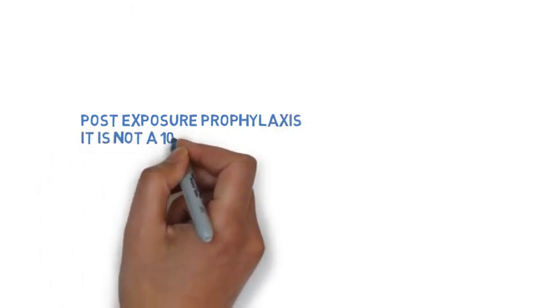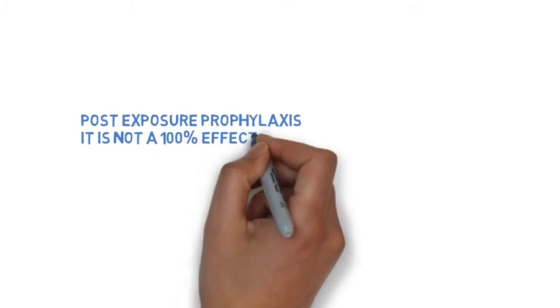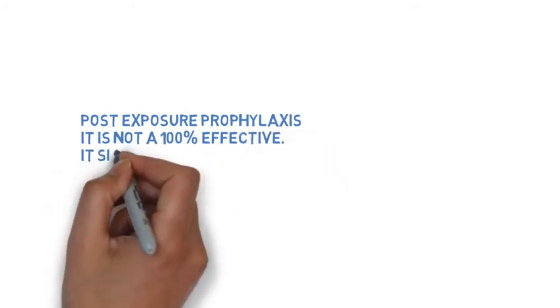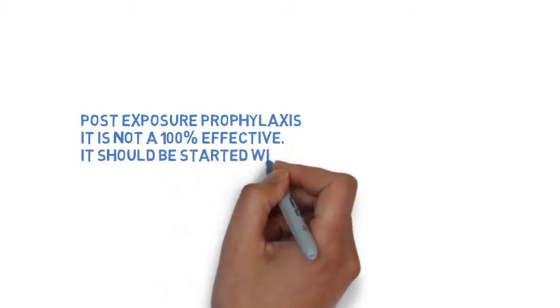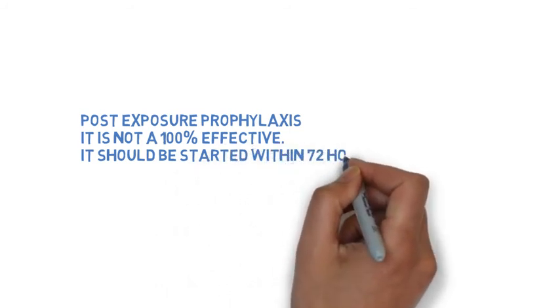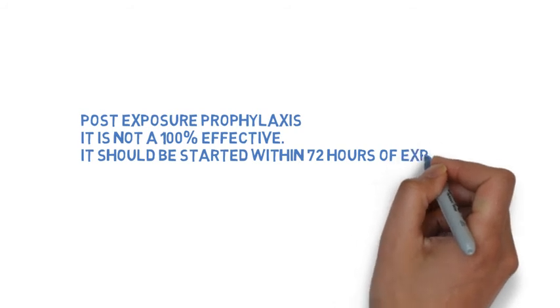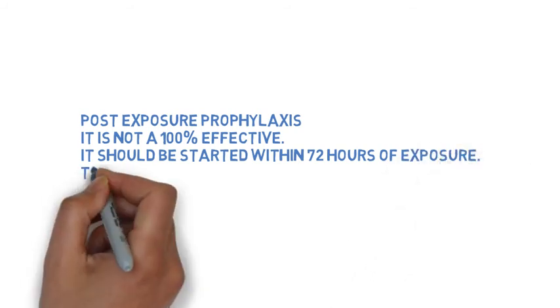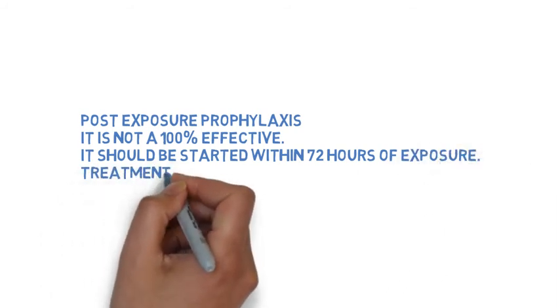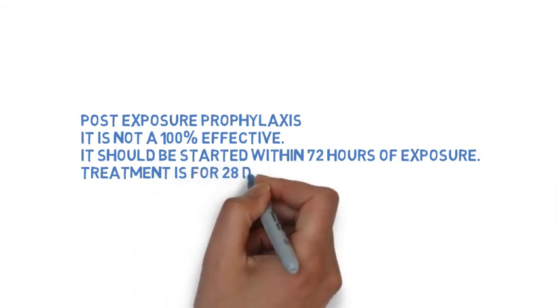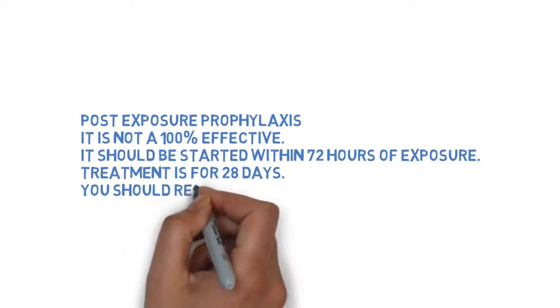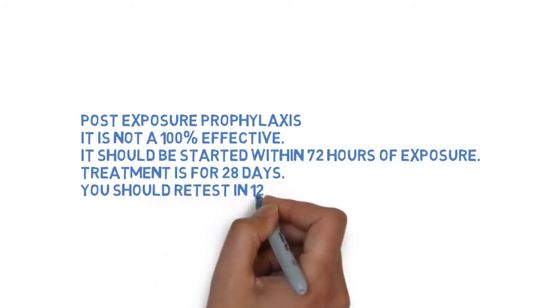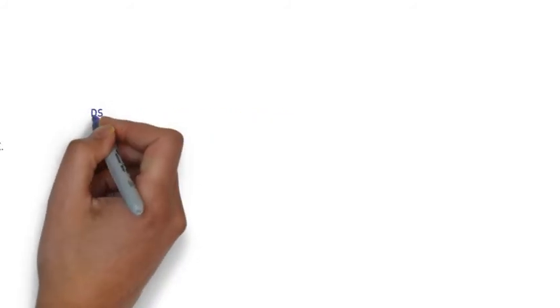Also, some people will require prophylaxis after exposure to HIV, for example a needle stick injury. This is not 100% effective, but it should be started within 72 hours of contact, and the treatment should continue for 28 days. Then the person should be retested in 12 weeks for any signs of HIV.